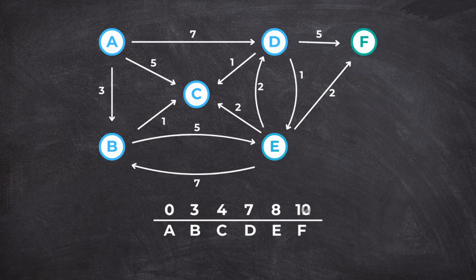Now we choose E. From E, we can reach F with a cost of 10, so we update the table again. Finally, as the last unvisited node, we choose F. We mark F as visited with a cost of 10. Now all nodes have been visited. This gives us the shortest paths from A to all other nodes in the graph.